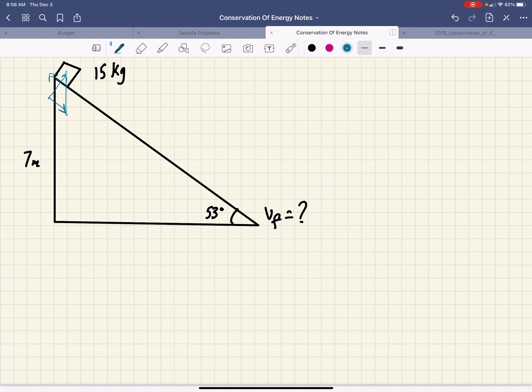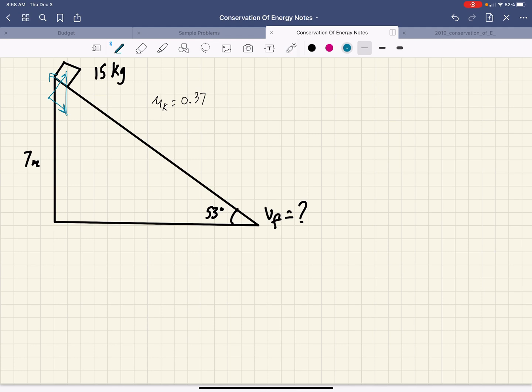Which reminds me, I forgot to ask Garrett what his favorite frictional force is. He likes mu of 0.37. Okay, thank you. All right, anyways, back to forces and motion.